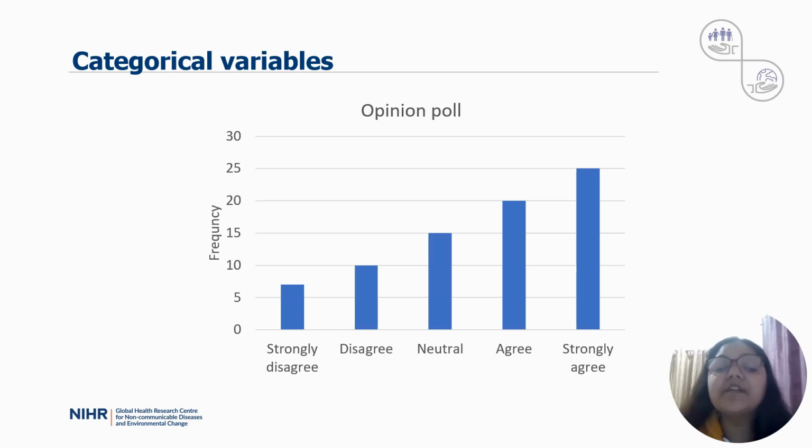A good way to describe or summarize this data would be to use something called a modal value, which is the most frequently occurring value of this variable in your data set.